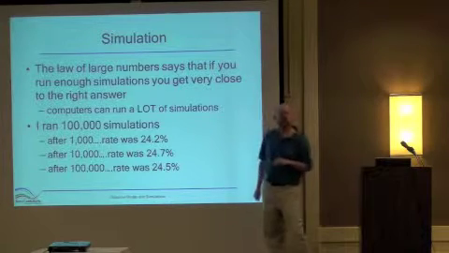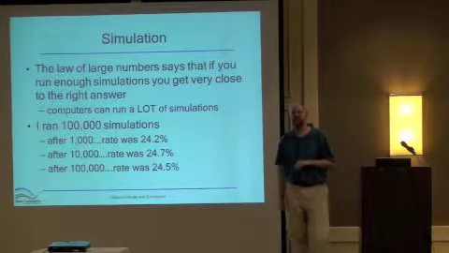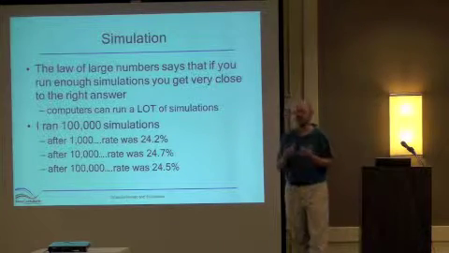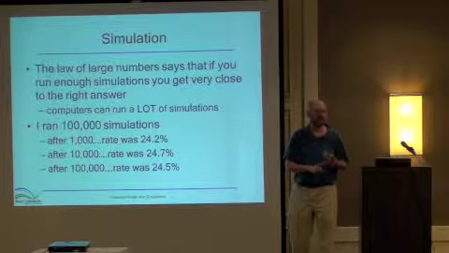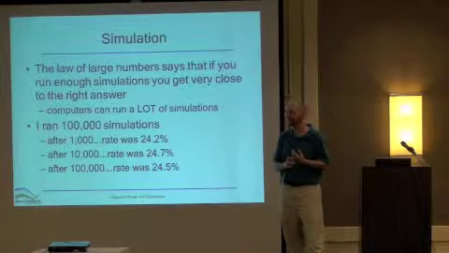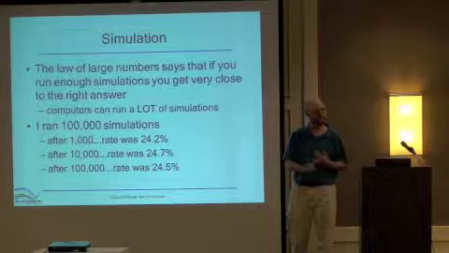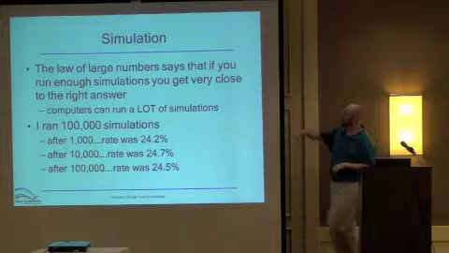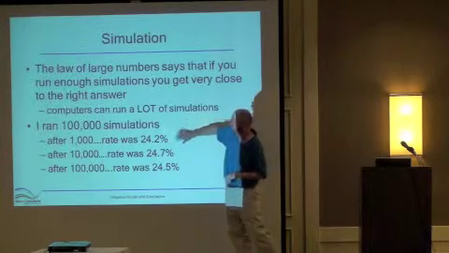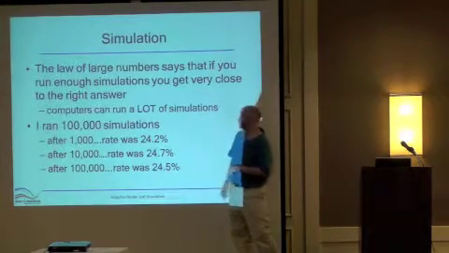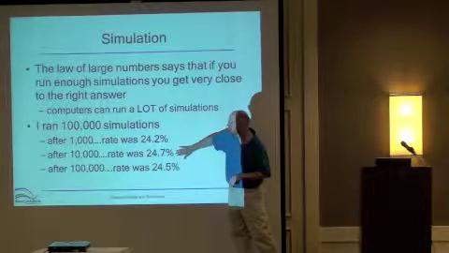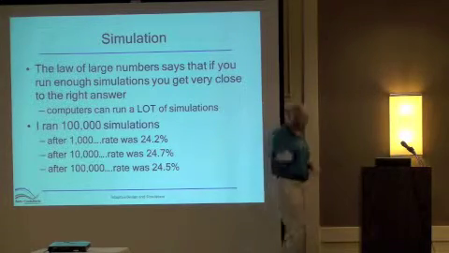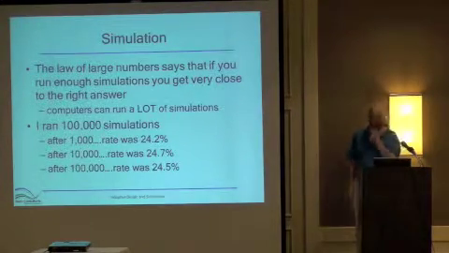There's something in statistics called the law of large numbers, which says if you simulate something over and over and over again, you eventually get to the right answer. This is why casinos in Vegas can always beat you, because they do enough bets. This is why insurance companies can make a profit, except when a hurricane comes, because they make enough bets, and so on. So I ended up running 100,000 simulations of this. After 1,000, the rate was 24.2, 24.7 after 10,000. After 100,000, it actually converged to the 24.5 and had converged a couple more decimal places down.